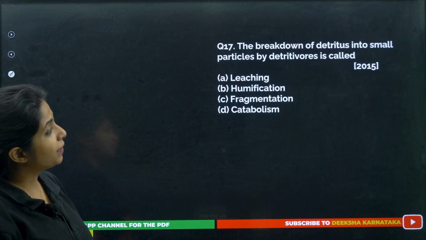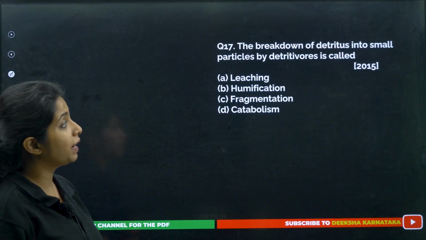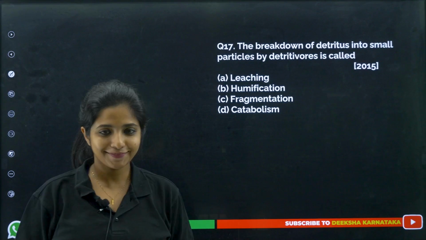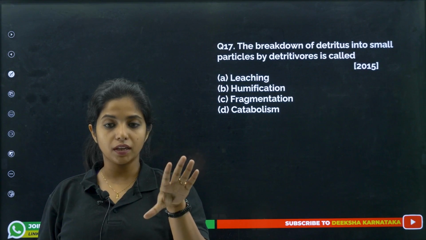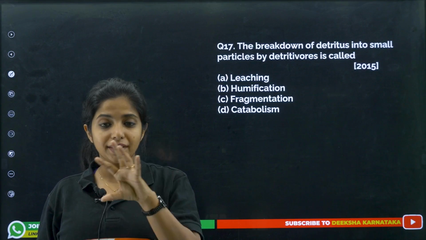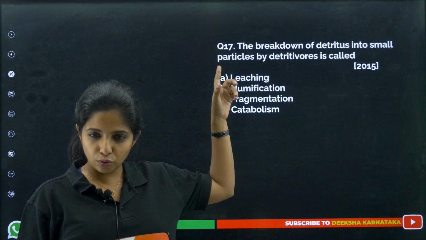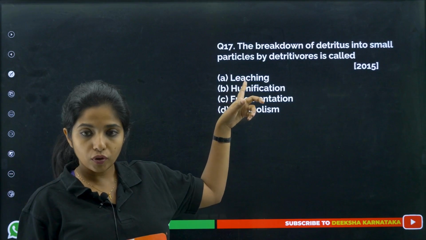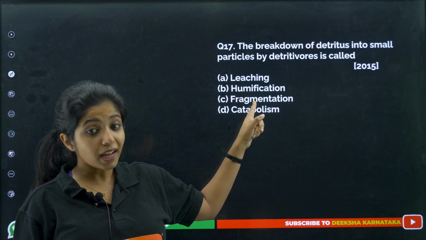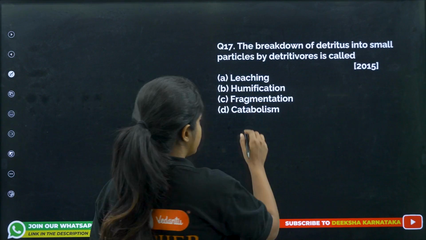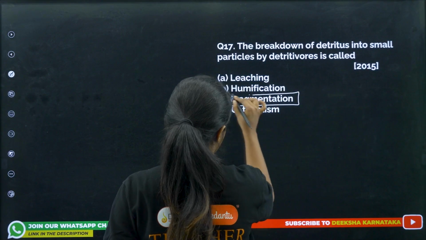Fine. The breakdown of detritus into small particles by detritivores is called... The detritivores, the earthworms and everything, when they break down the detritus, the dead and decaying things, what do you call this? Do you call this leaching? No. Humification? No. Fragmentation? Yes. It is known as fragmentation.